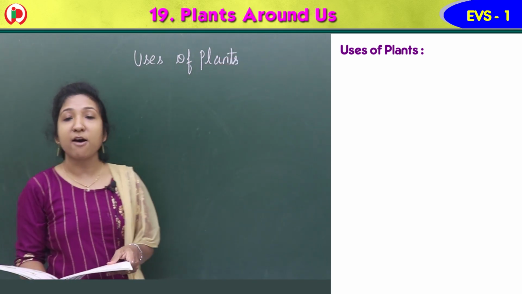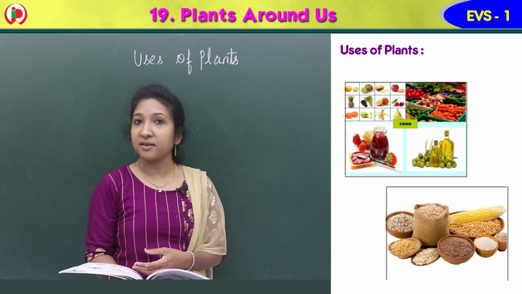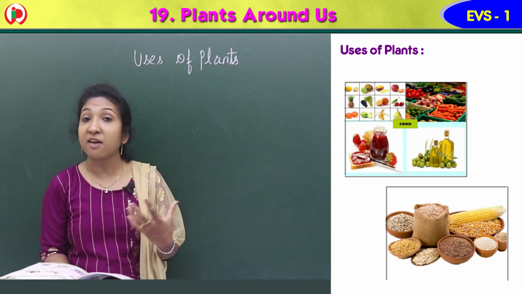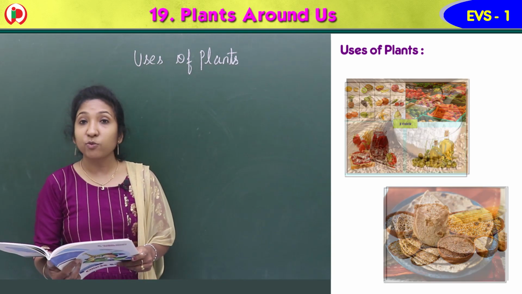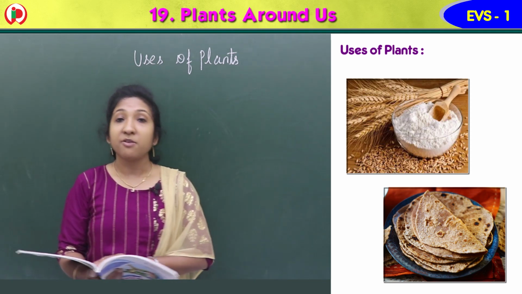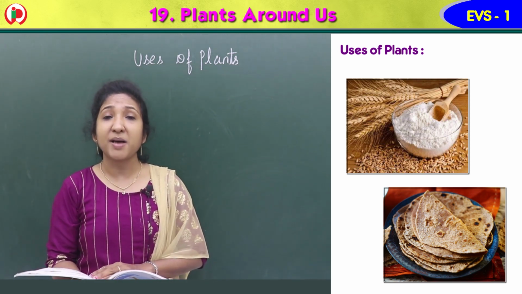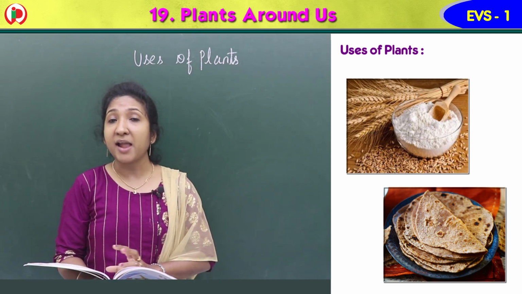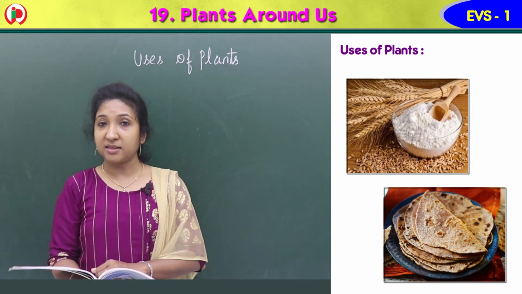What are the uses of plants? Plants give us many useful things. Isn't it, children? Yes, they are very useful to us. They help us. Plants produce food grains like wheat, which we use to make chapati. From plants we get wheat, rice, cereals, pulses. All these things we get from plants. From wheat we make chapatis, isn't it?